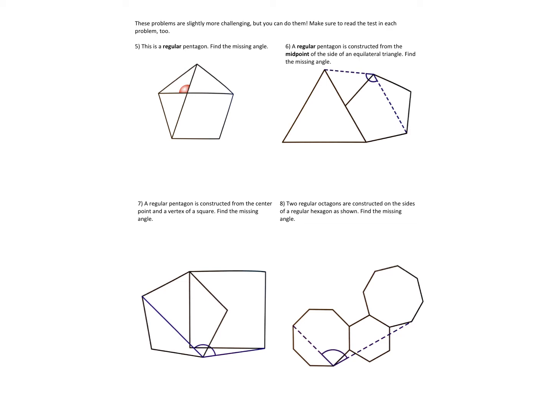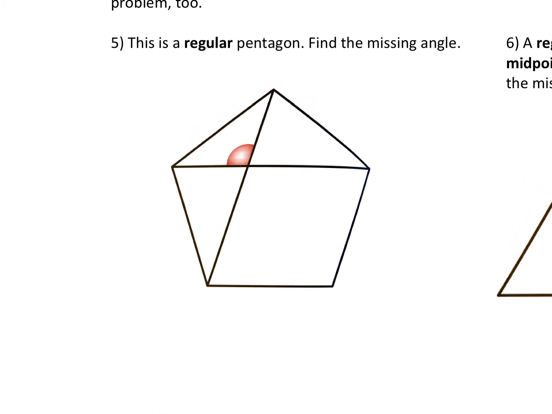All right, second page. These are a little bit more challenging, but they're still totally doable for you. So this is a regular pentagon. And if you check on your chart, since it is regular, that means, of course, all of the sides are equal, and all the angles are equal. And we're looking for this angle right here.